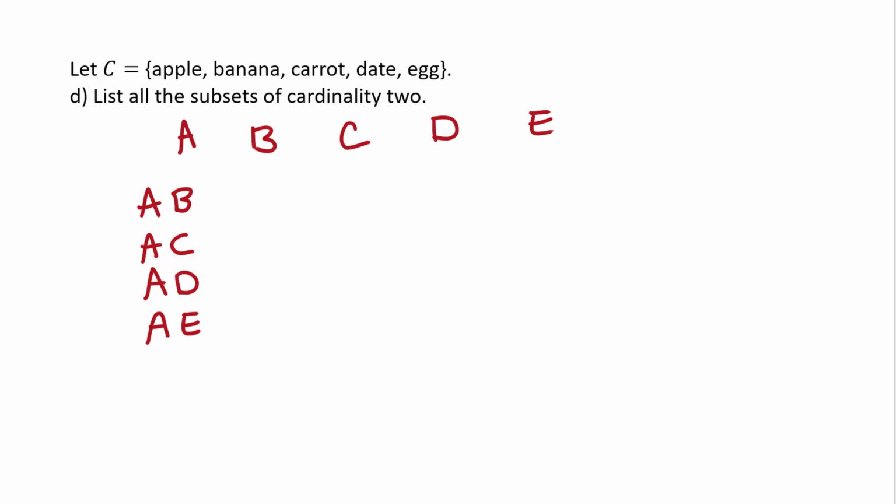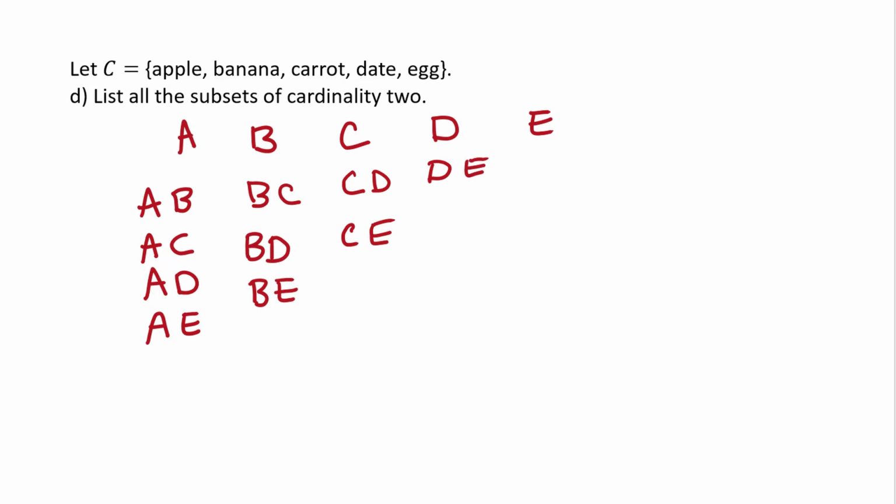Now let's move to the right and we'll begin with B. There's no reason to pick B and A because we already have A and B, so we'll go to BC, BD, BE. Let's go to C. We don't need CA because we have AC. We don't need CB because we have BC. So we can have CD and CE. Now let's move over to D. Moving to the right, we can have DE.